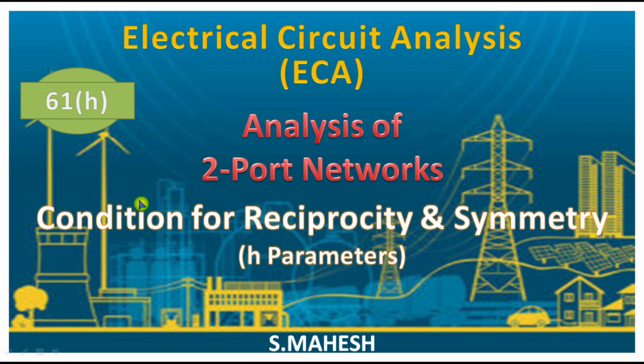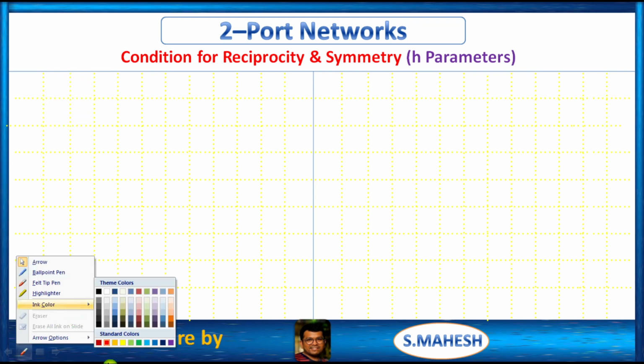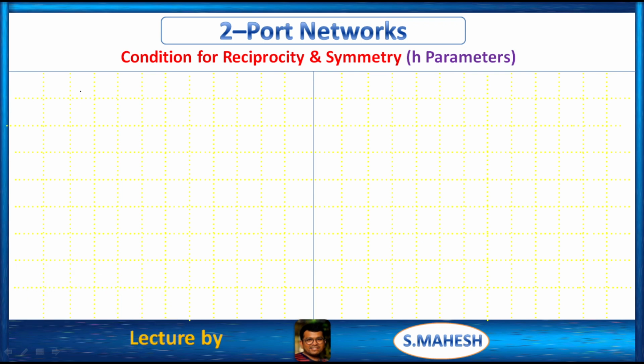Hello everyone, now we have to discuss the condition for reciprocity and symmetry in hybrid parameters. What are the equations for these H parameters? Input voltage V1 = H11 I1 + H12 V2, like that. Output current I2 = H21 I1 + H22 V2, that's it.